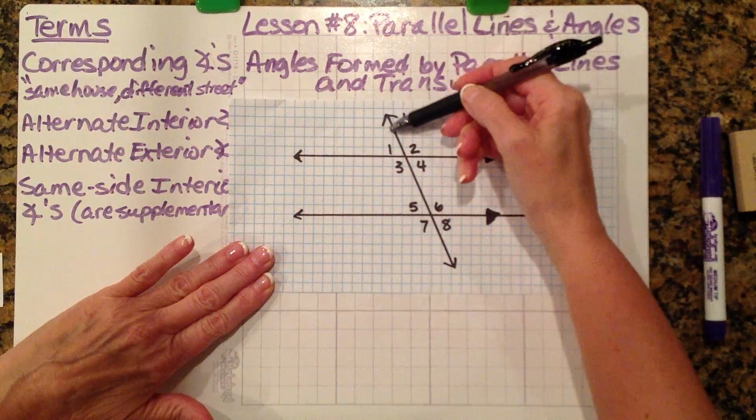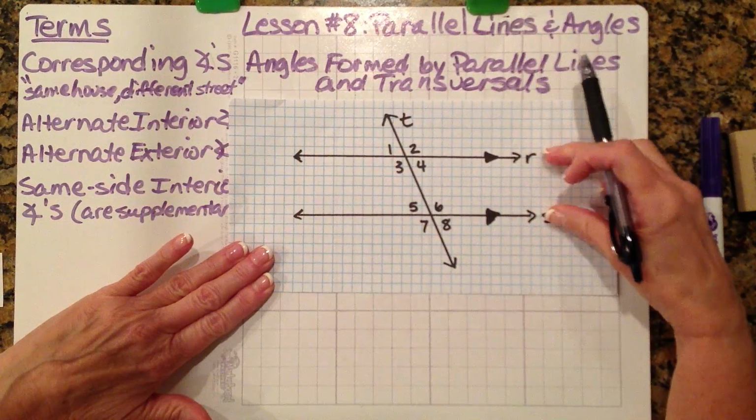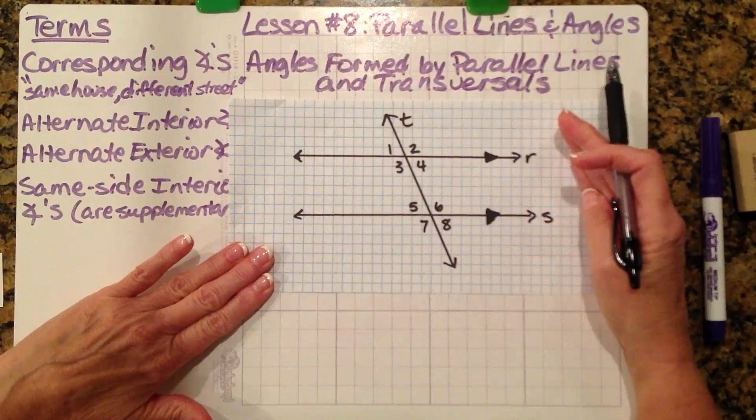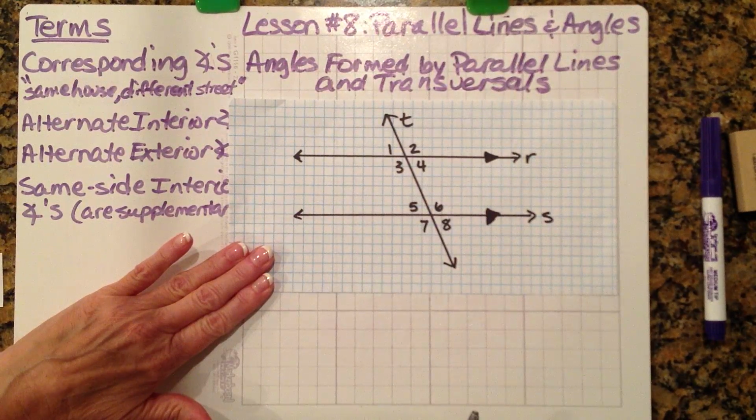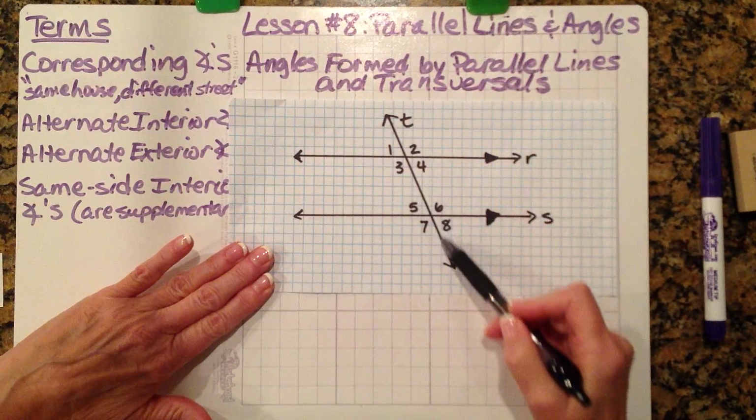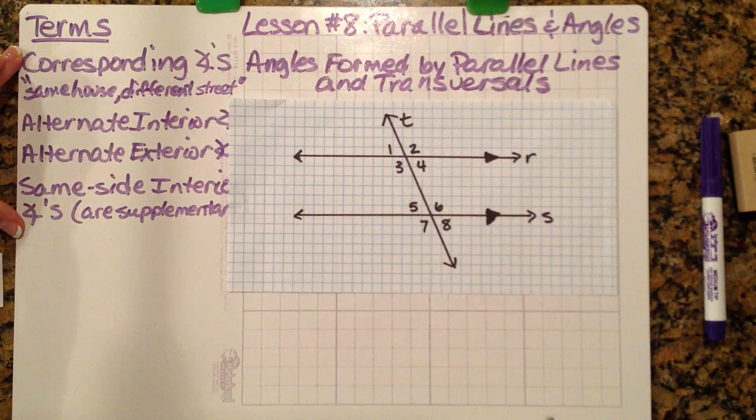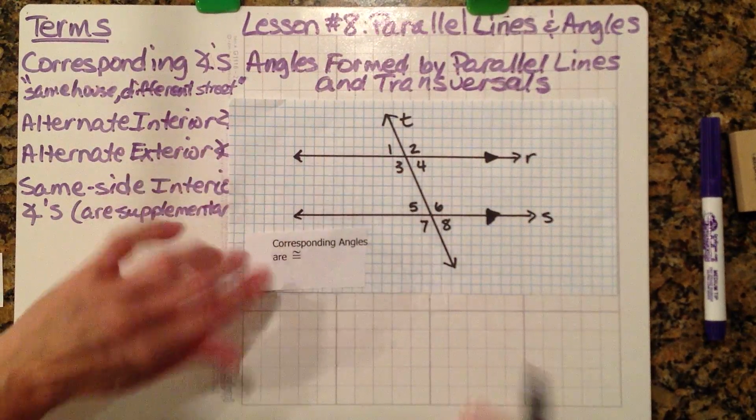And we have our transversal T, which is intersecting these two lines, which are on the same plane. As a result, if these are parallel and the transversal intersects these two lines, you've got angles that are going to be congruent to each other, or supplementary to each other. So let's just start looking at the very first one. It is corresponding angles.